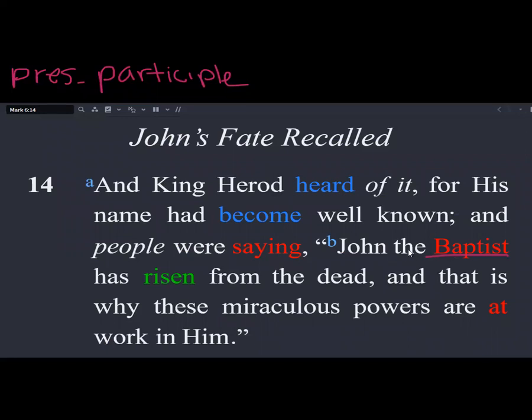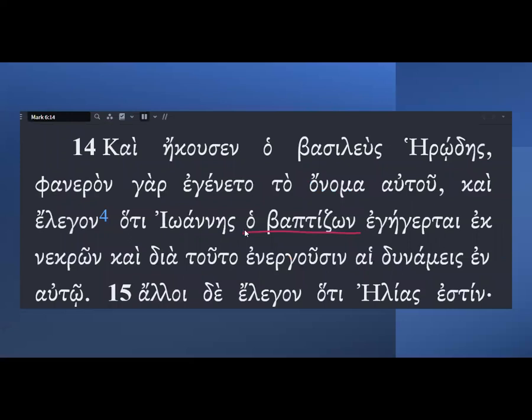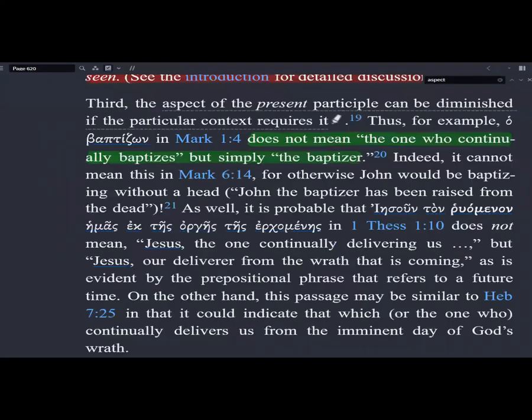So in Mark 6:14, the word that's used to describe John the Baptist is a present participle, John the Baptizer. But it doesn't mean John, the one that's continually baptizing. And you can see right there, ho baptizon. And so they're bringing this up, and so third, the aspect of the present participle can be diminished if the particular context requires it. Thus, for example, ho baptizon in Matthew 14:2 does not mean the one who continually baptized, but simply the baptizer.